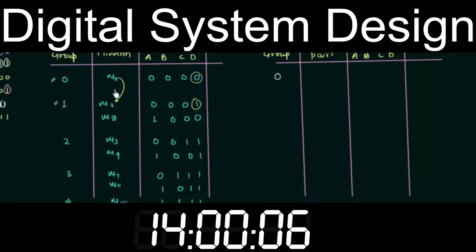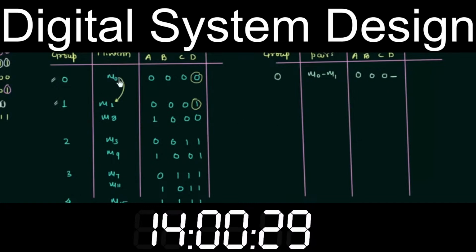I have already compared M0, M1, and this is our matched pair. So M0 M1 is a matched pair, and A is 0, B is 0, C is 0. Now what about D? For D we are not going to write 0 or 1, but we will write an underscore. This shows that D is eliminated.